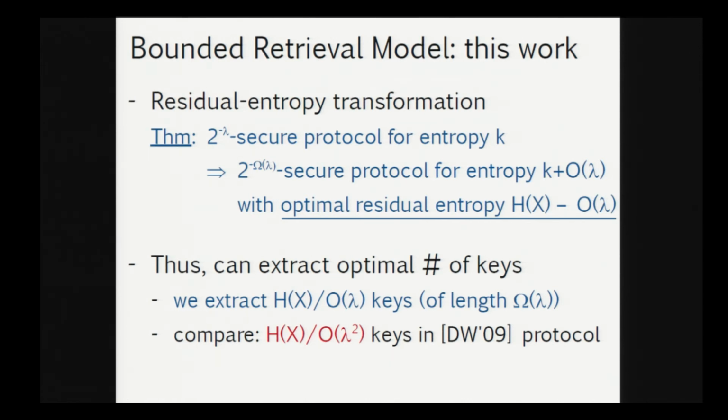And the best protocol in the bounded retrieval model before this was due to Dodis and Wichs, and that allowed extracting fewer keys, namely the entropy of X divided by a quadratic in the security parameter.